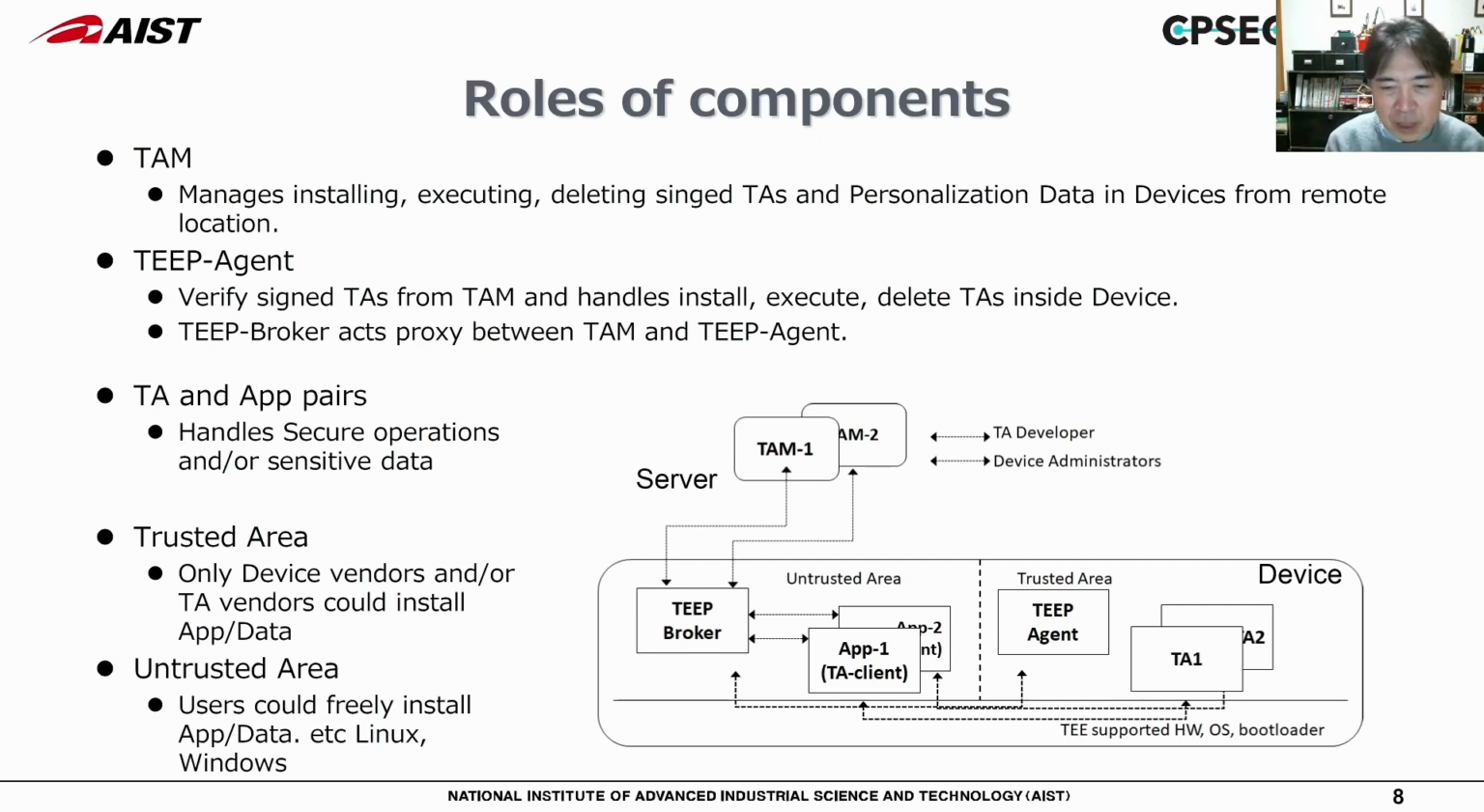And what is the untrusted area and what is the trusted area? The untrusted area is where a typical Linux or Windows or general purpose operating system is running. So the user on the device is able to install and delete applications freely by themselves. However, the trusted area is a hidden area provided by TEE hardware and TEE SDK. And this chart is heavily influenced by ARM. However, in our implementation, the TEEP is able to run on Intel or ARM or RISC-V.